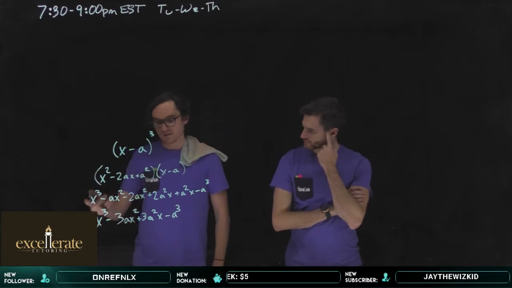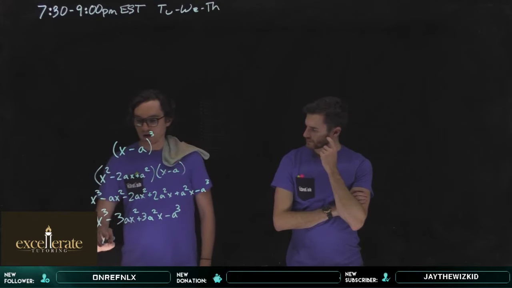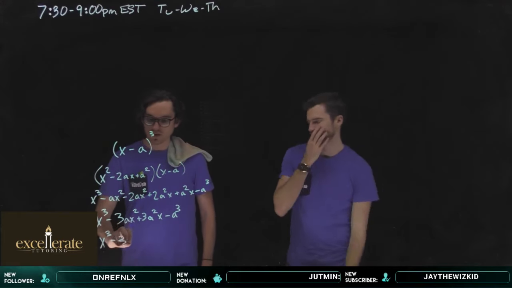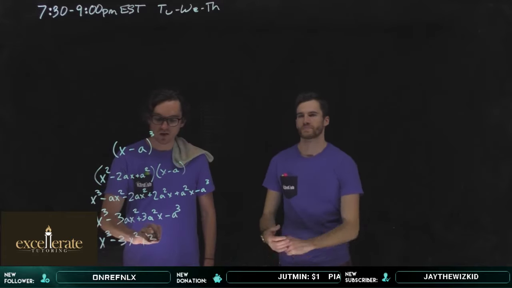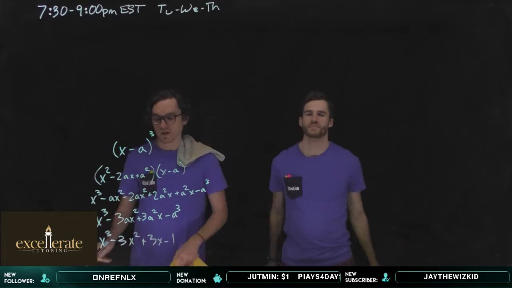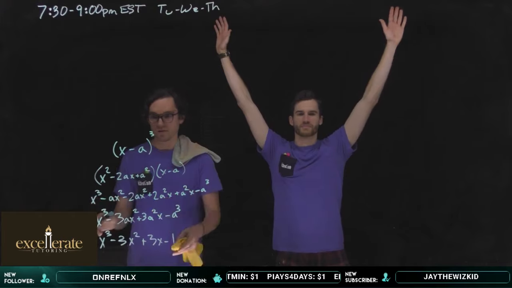Okay. And that ends up being the pattern that we had, because we had x cubed minus 3x squared plus 3x minus 1. So that is the application of this pattern when a is 1. So it works. x minus 1.